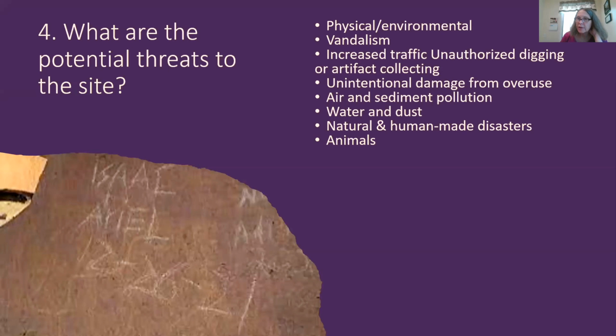Water and dust, we kind of talked about. Natural and human-made disasters. So wildfire, flooding, drought, which might remove the vegetation that's between the people and the rock art, can be a factor. Hurricanes, lava flows. Yes, in Hawaii, lava covers up rock art from time to time. I don't think there's too much you can do about it.